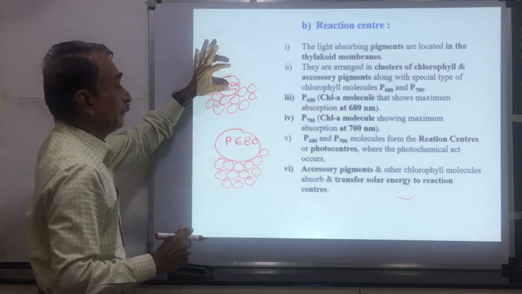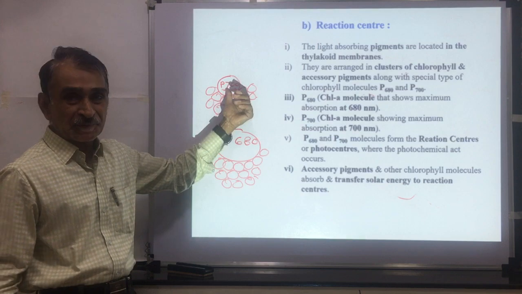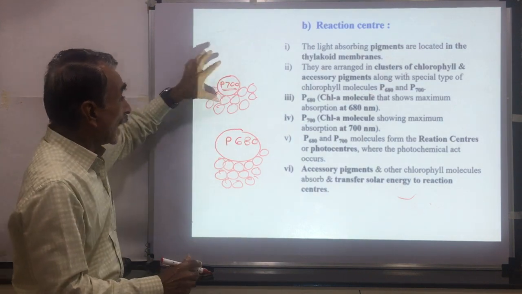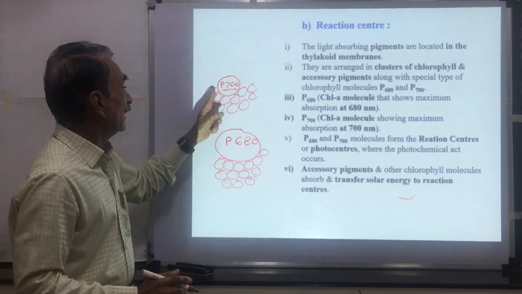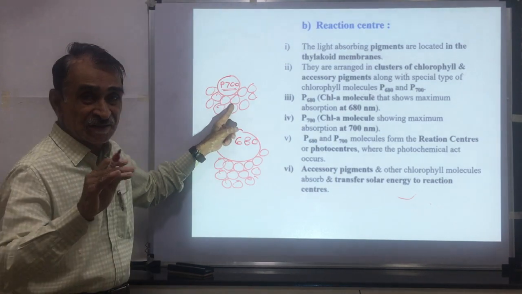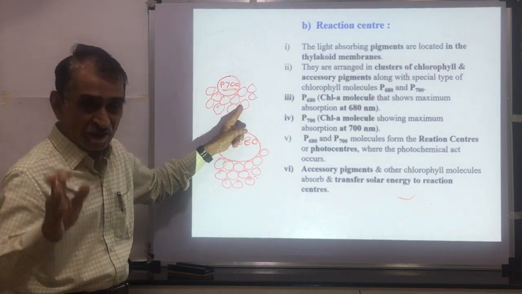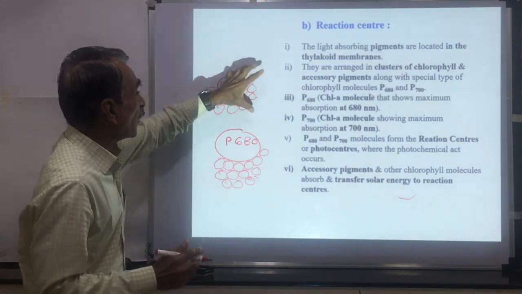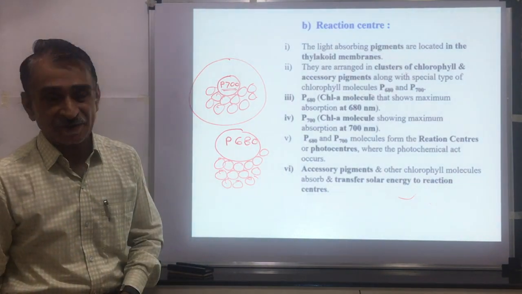Here you can see P700, a form of chlorophyll A which has maximum absorption at 700 nm. Around the P700, in this group, there are other pigments, that is other forms of chlorophyll A, chlorophyll B, carotenoids, xanthophylls, etc. There is formation of this group. This is called a reaction center.